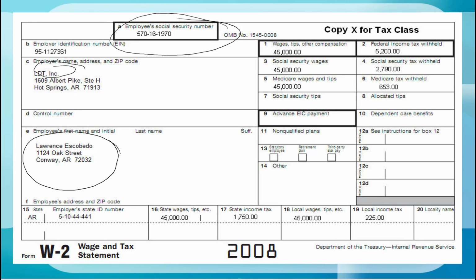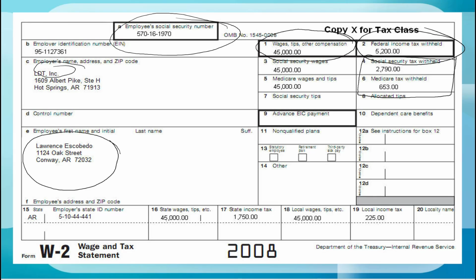And here over to the right, we can see the wages, tips, and other compensation. So this is the total amount of wages the employee earned for the previous year. And out here, the federal taxes that were withheld. So this gives the federal taxes that the employee paid for the previous year. It also gives the Social Security and Medicare taxes, which are out here. And the other stuff is just there.